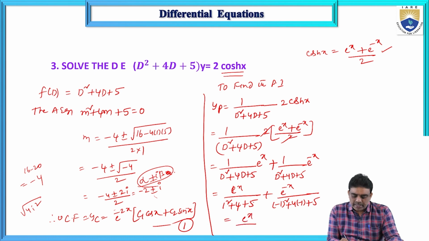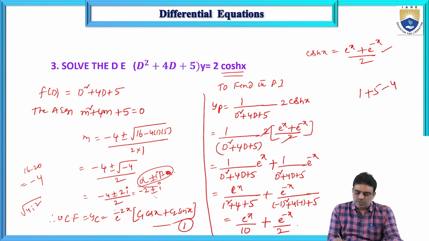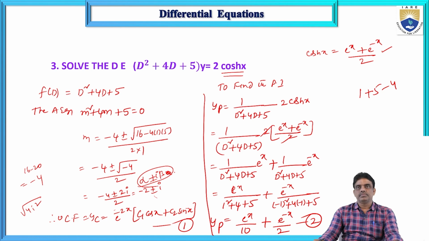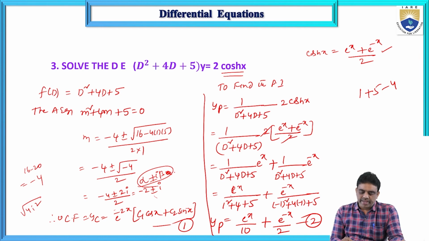e power x by 9 plus 1, this is equal to 10. And e power minus x by minus 1 whole square, that is 1, plus 5 minus 4, that is 6 minus 4, which is equal to 2. This is the particular integral Yp. So here we follow the first case only, because the denominator is not equal to 0 in both the terms, the value is e power ax by f of a.